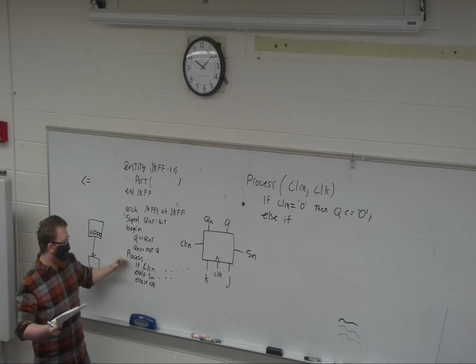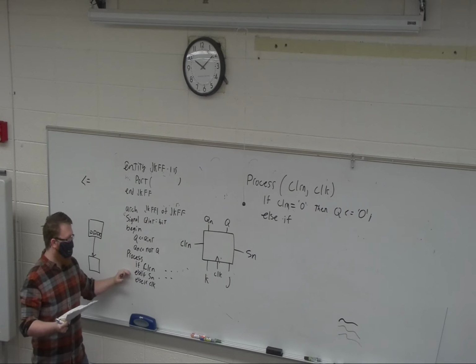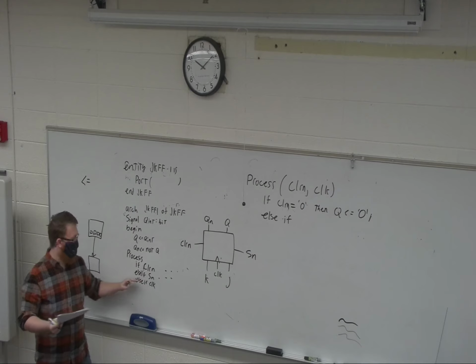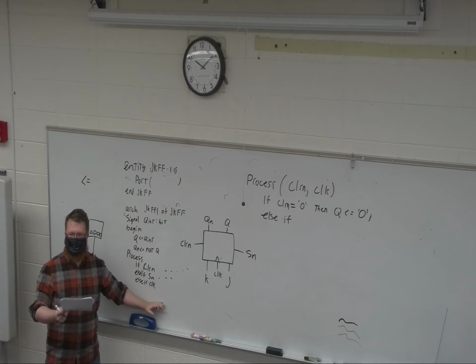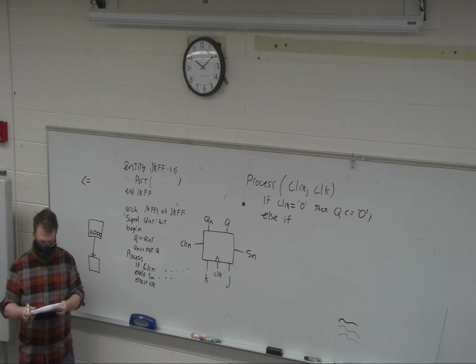And then, in the process, if clear, that takes the highest priority, do something. Else if set, set it. Else if clock, do what a JK flip-flop does on a clock, right? That's all that code is saying. This is how you make a JK flip-flop in shorthand.